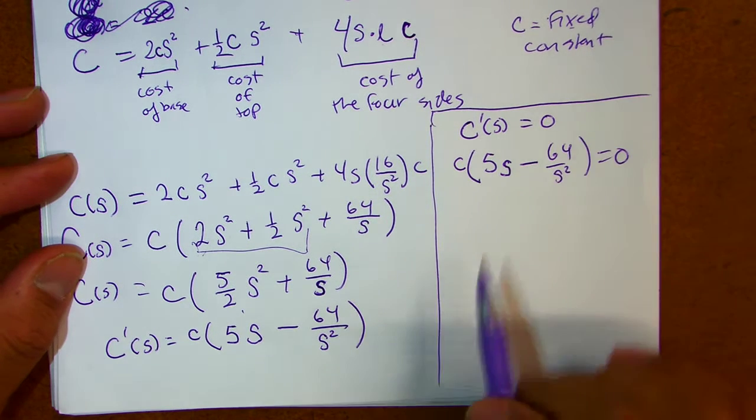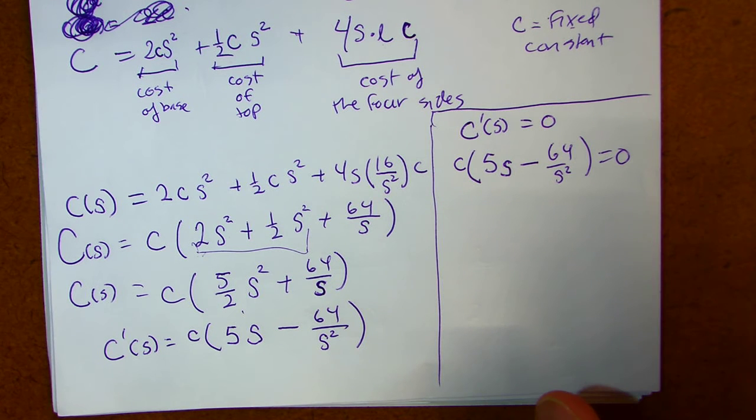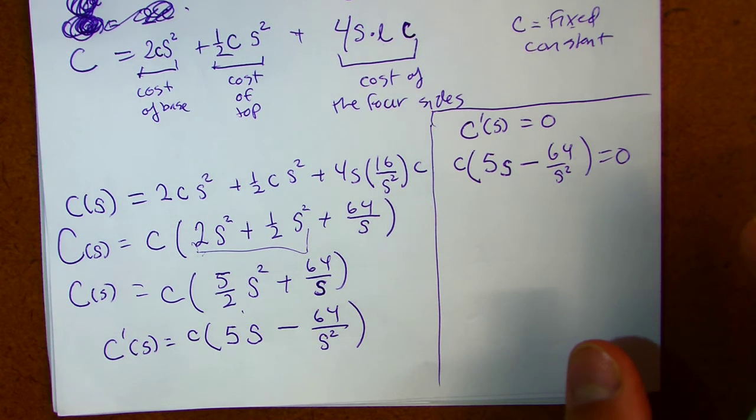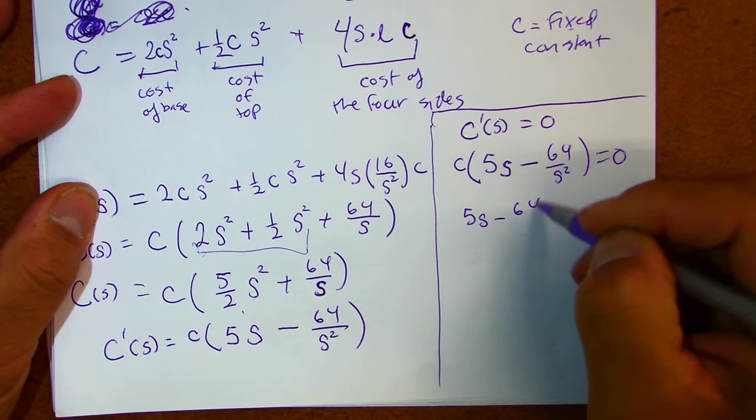Right? And in fact, we can divide that C out. I know it's a constant bigger than 0. Okay, so now we're good solving this problem.